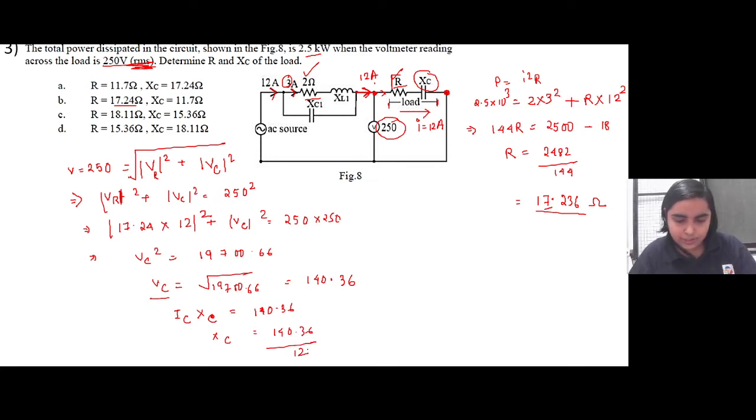So it comes out to be 11.69 or 11.7 ohm. So of course this option B is correct, which is given as R is this much, X is this much.